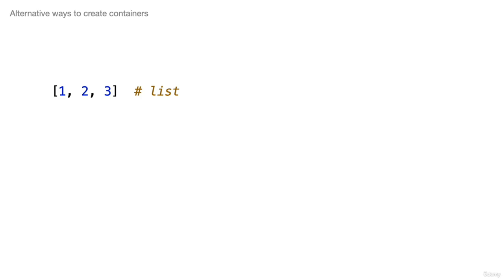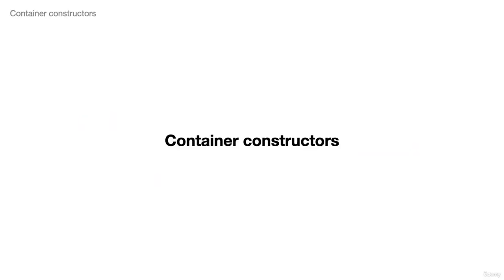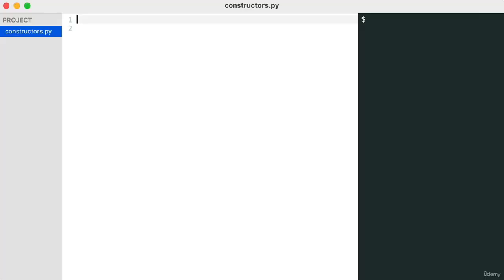You have seen how to create a list with square brackets, tuples with round brackets, dictionaries with curly brackets with key value pairs in them, and sets with curly brackets with just values in them. But containers also have a constructor. Let me show you how to use container constructors to create empty containers. I'll create an empty list, empty tuple, empty dictionary, and empty set.